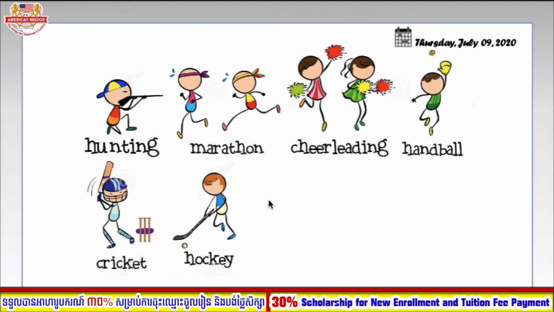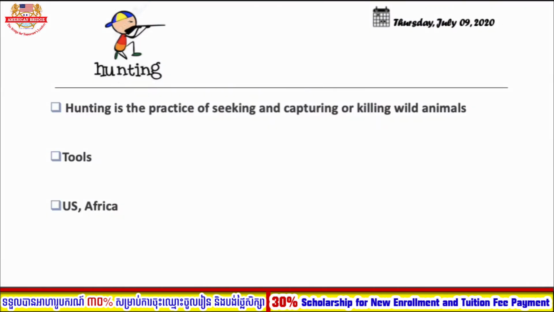How are these types of sport played and where do they come from? So we will look at each sport one by one. First, let's start with the sport which is hunting.